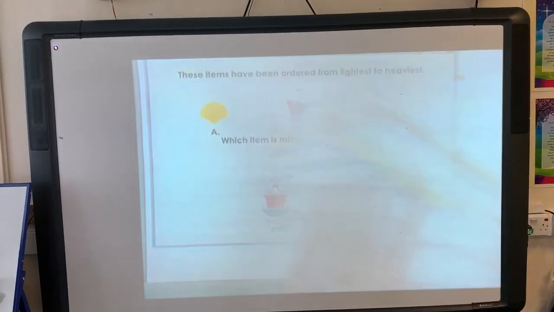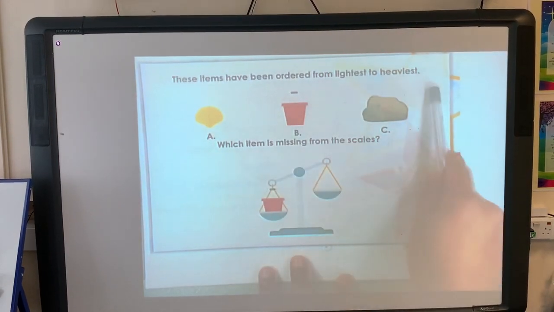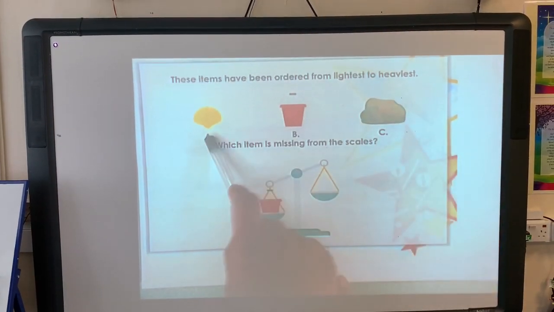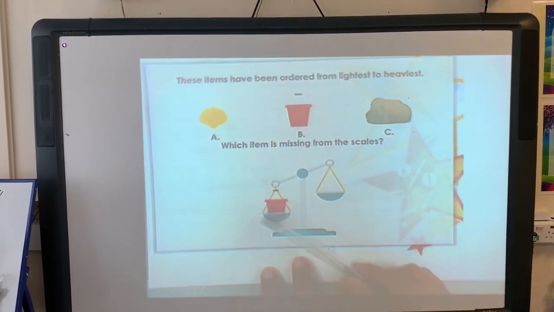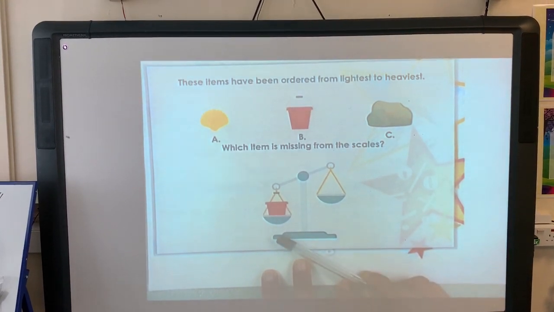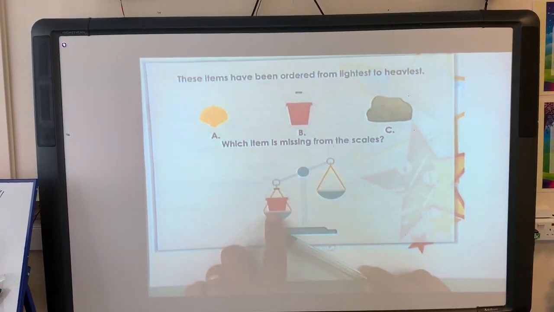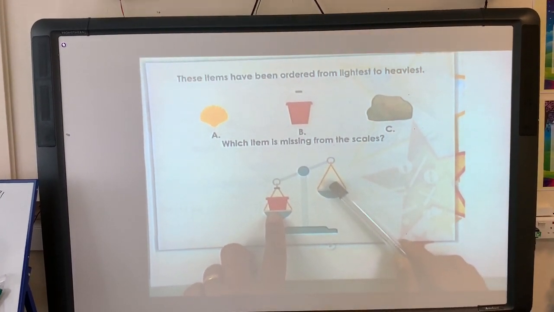Right, let's have a look at the next one. These items have been ordered from lightest to heaviest. Okay, so we've got a shell, a bucket and a stone. Which item is missing from the scale? So they put a bucket there. So I can see the bucket has gone down. That means this is the heaviest side. So I need to put something over there that should be lighter than the bucket.